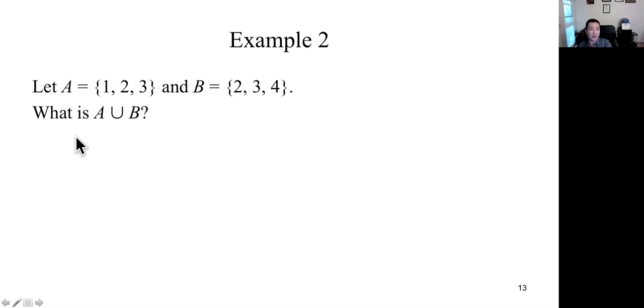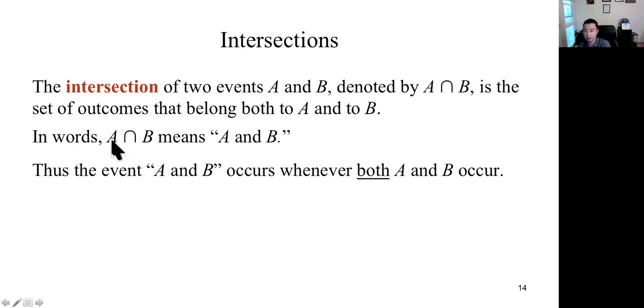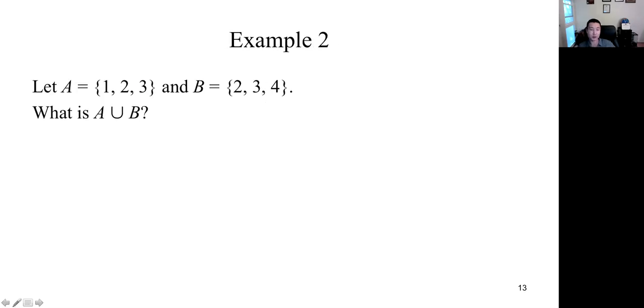Another example, event A is 1, 2, 3, and event B is 2, 3, and 4. So what is A or B, or the union of A and B? We're going to write all the events in A and B, but remember to not repeat. So A or B will be 1, 2, 3, and 4. Remember to not write 2 twice and do not write 3 twice. So A or B will be again 1, 2, 3, and 4. So that is called union.